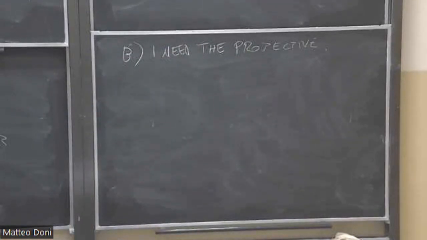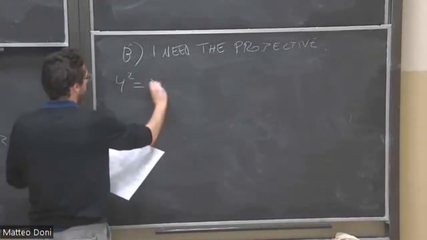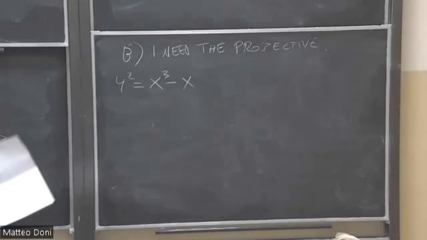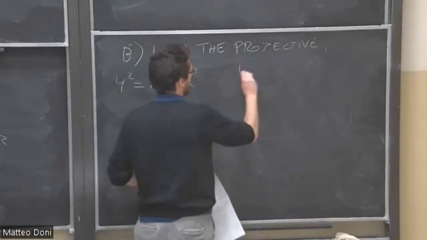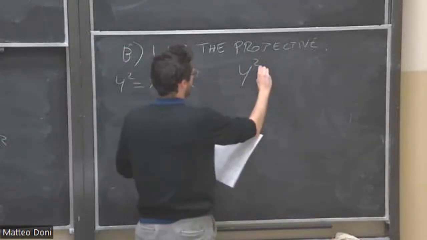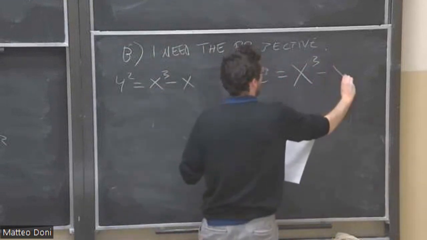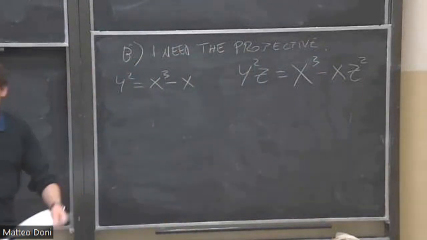I take again the curve that I drew before, x cubed minus x. Now I go to the projective version of this, and it becomes this cubic: y squared z equals x cubed minus x z squared. And why is this important?